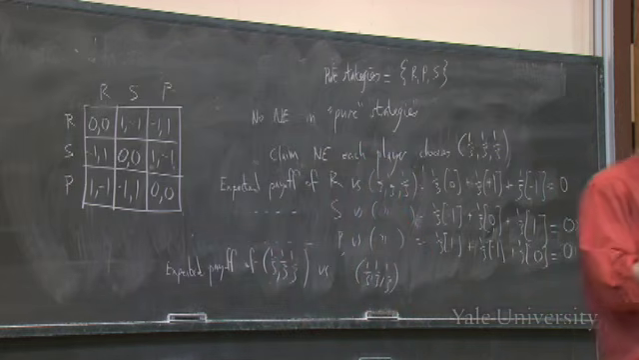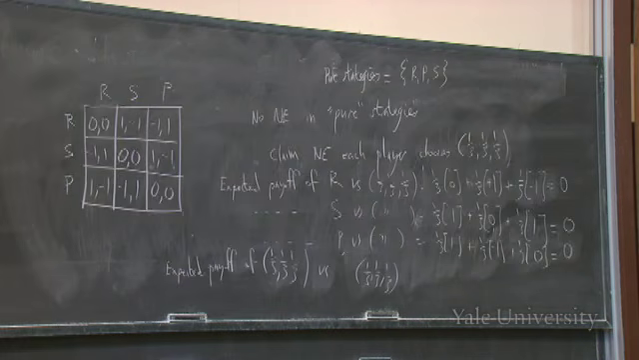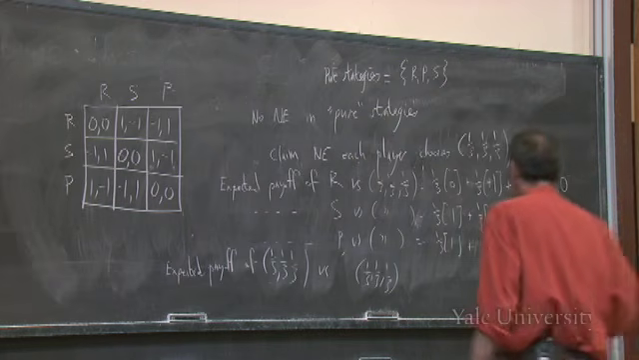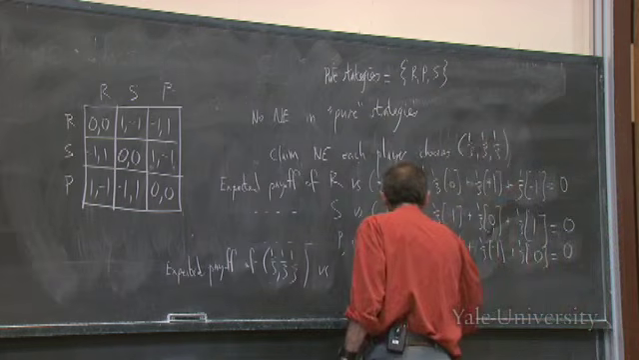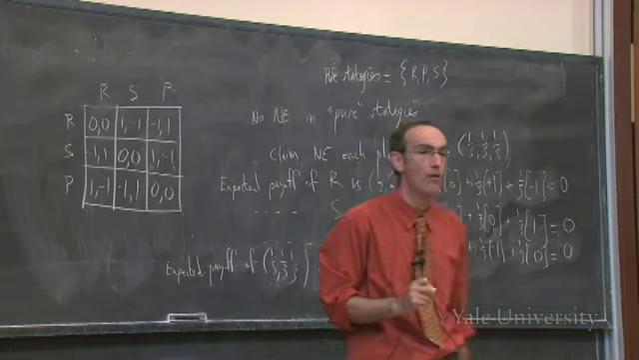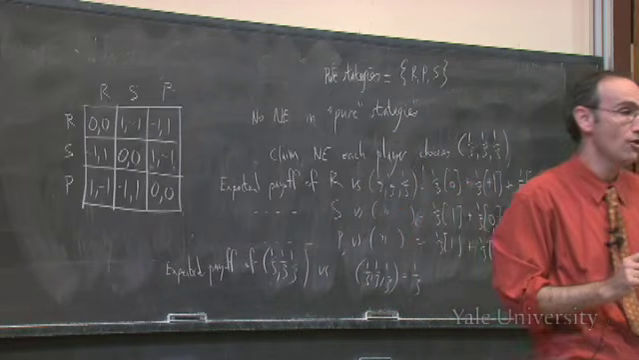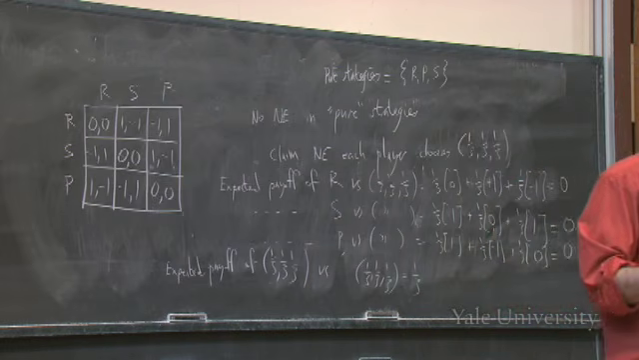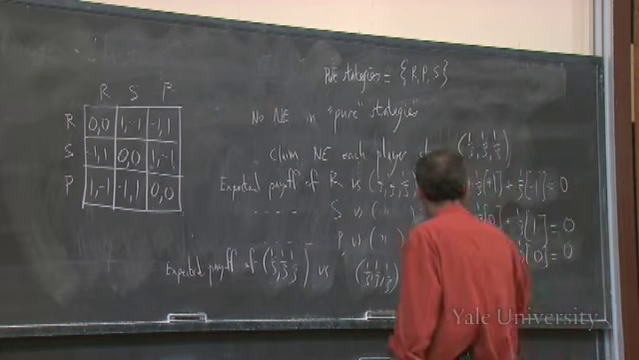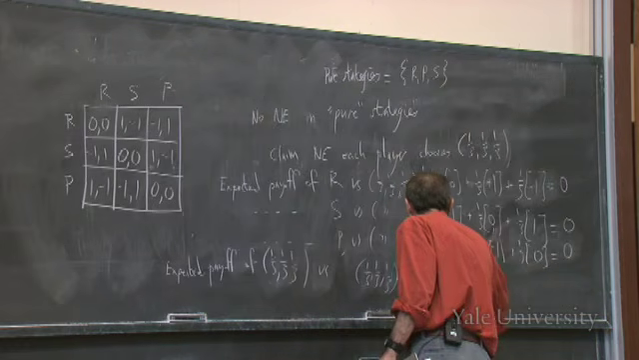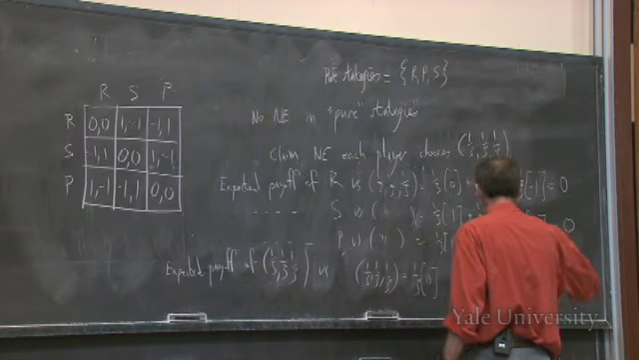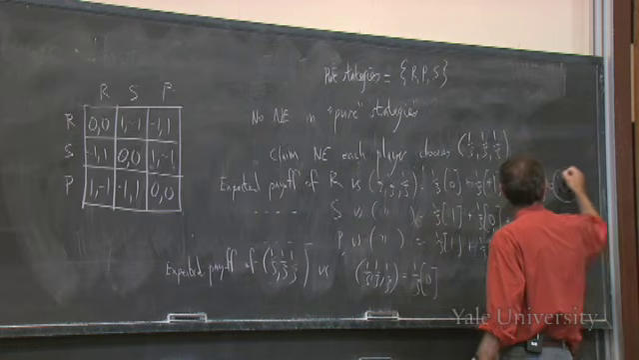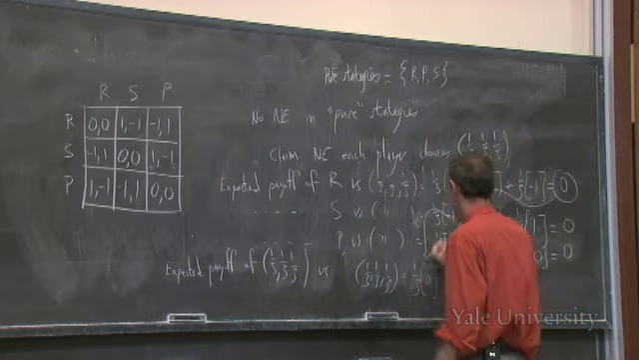Well, a third of the time, I'm going to be playing rock. So a third of the time, I'm going to be playing rock, and then I'll get the expected payoff from playing rock against a third, a third, a third. What was the expected payoff from playing rock against a third, a third, a third? 0. So a third of the time, I'm going to play rock, and I'm going to get this 0.